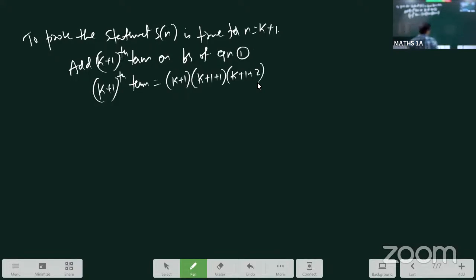How to get the k plus 1th term? Instead of n, you put k plus 1. K plus 1, k plus 1 plus 1, k plus 1 plus 2. That is k plus 1 into k plus 2 into k plus 3. Add k plus 1 into k plus 2 into k plus 3. That is the k plus 1th term. Is it clear?